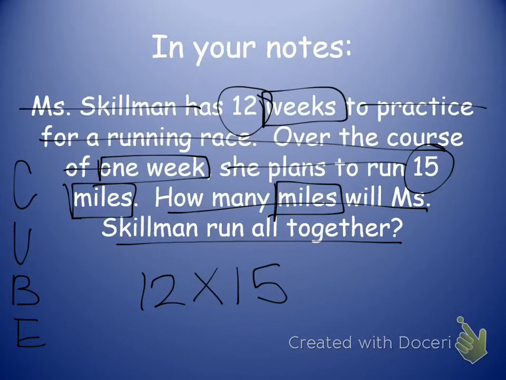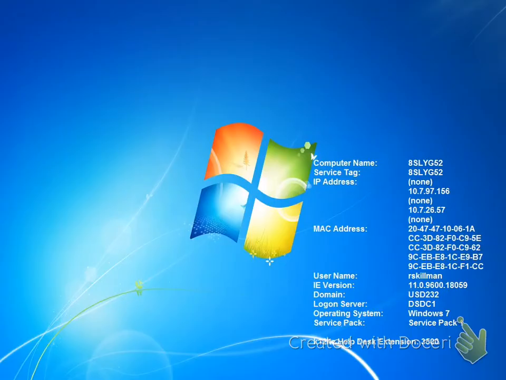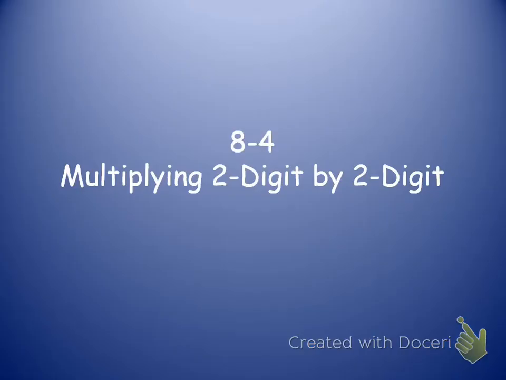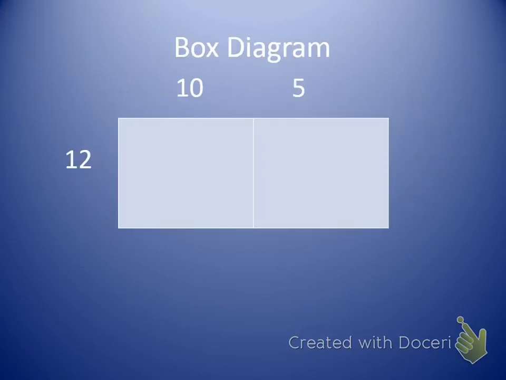Today we're going to use a box diagram to start, and we're going to move into using the standard algorithm to multiply these numbers together. Your box diagram will be set up like this. We have our 12. We're going to have our 12 times our 15, making sure we separate out our 15. So I have 12 times 15. I separate out my 15 to give me 10 and 5.